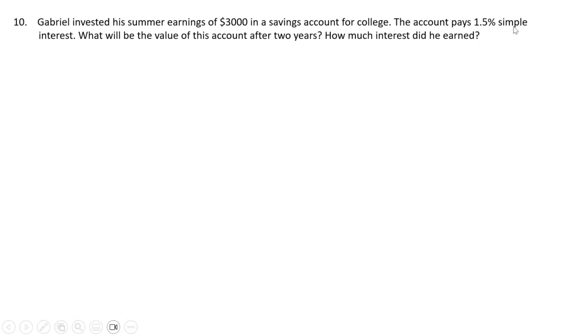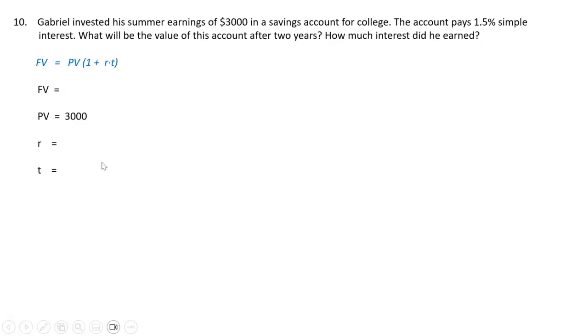Here, guys, the key word is simple interest, right? So which means this will be the formula. Again, the key word is simple interest. So I need to find the future value, the present value, the interest rate, and my time. So here, guys, what are we looking for? It says what will be the value of the account after 2 years. So we're looking for the future value.